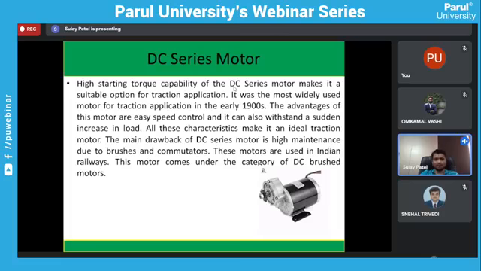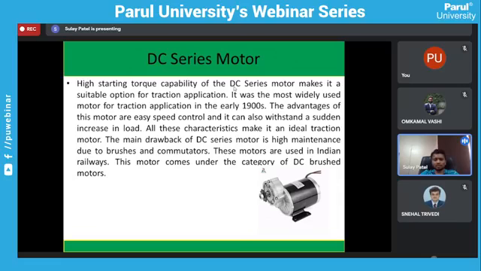So the first type of motor is the DC series motor. A DC series motor will provide a high starting torque. It was the most widely used motor for traction applications in the early 1900s. The advantages of this motor are easy speed control, and it can also withstand a sudden increase in load. All these characteristics make it an ideal traction motor. The main drawback of the DC series motor is high maintenance due to the brushes and commutators. These motors are used in the Indian Railways.